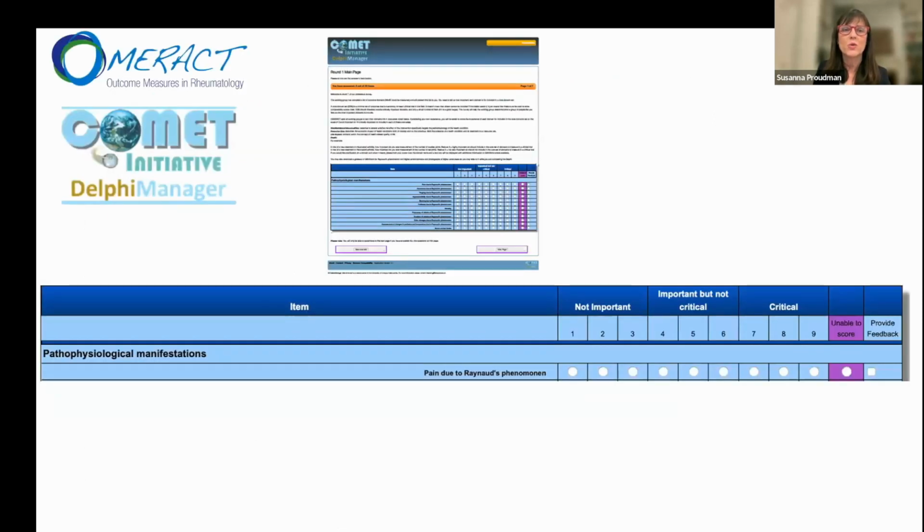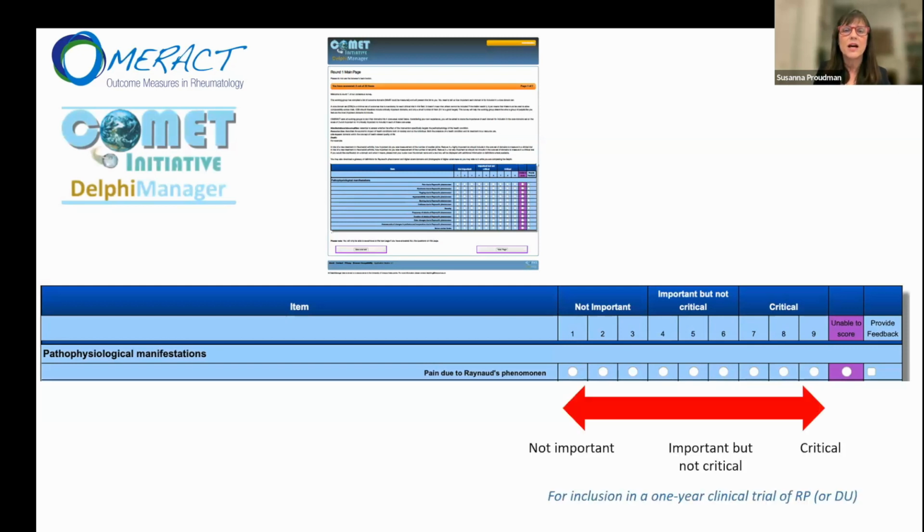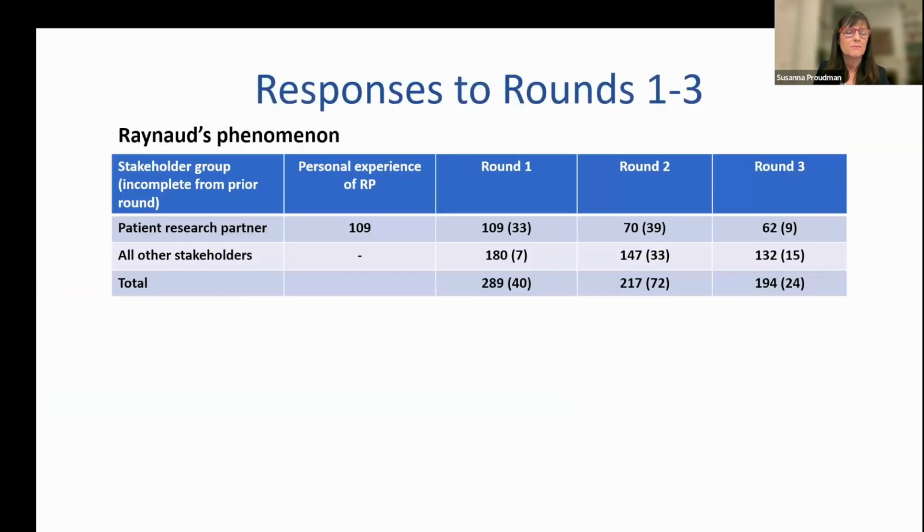Respondents were asked to score each domain from 1 to 9, where 7 to 9 means critical for inclusion in a one-year clinical trial of Raynaud's phenomenon or digital ulcers. And they were also asked to add additional candidate domains if the respondents didn't feel we had covered all the appropriate domains for these two conditions.